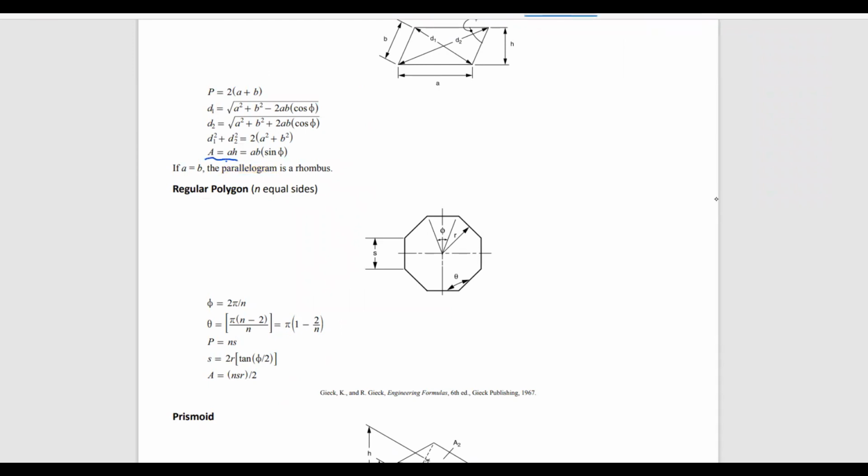We're given A times h, which is the longer side times the height, or it is A times B times sine phi, which is very similar. If you notice, it's pretty much the same as the cross product, right? The cross product also equals the magnitude of A, magnitude of B, times sine of the angle between them. So the cross product actually gives us the area of the parallelogram.